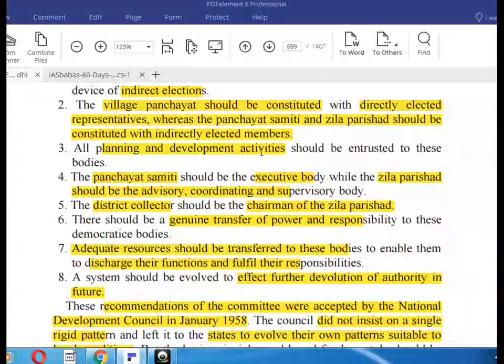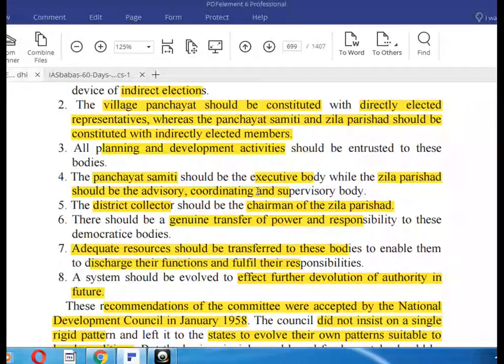Planning and development: all planning and development activities should be entrusted to these bodies. The Panchayat Samiti should be the executive body, and the Zila Parishad should be an advisory, coordinating and supervisory body. The district collector should be the chairman of the Zila Parishad.